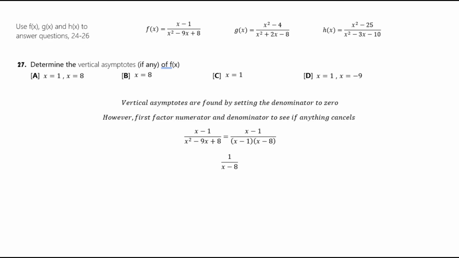Since the x minus 1's canceled, that means that is not part of the vertical asymptote. The only thing that's part of the vertical asymptote is x minus 8. Now we can go ahead and set that denominator to 0. When we set that denominator to 0, we get x minus 8 equals 0. The only thing that works for that is if x was 8, because 8 minus 8 is 0. And so that's our answer. Our answer is B.